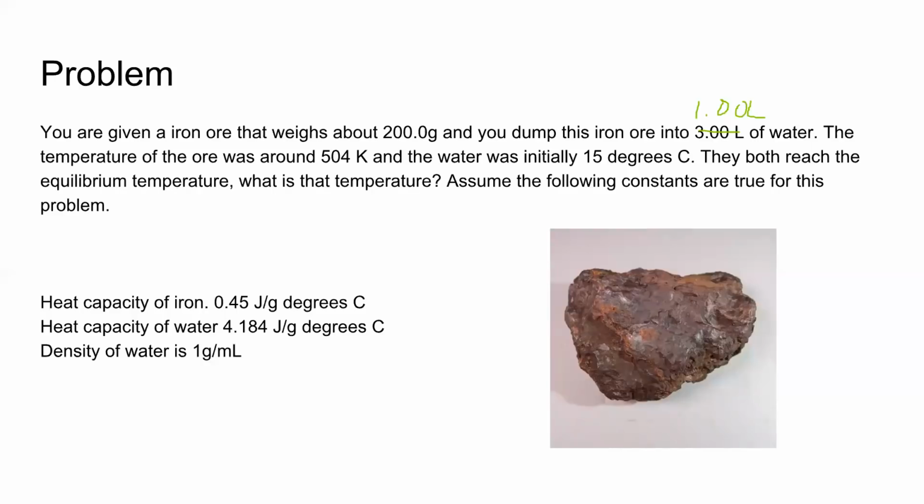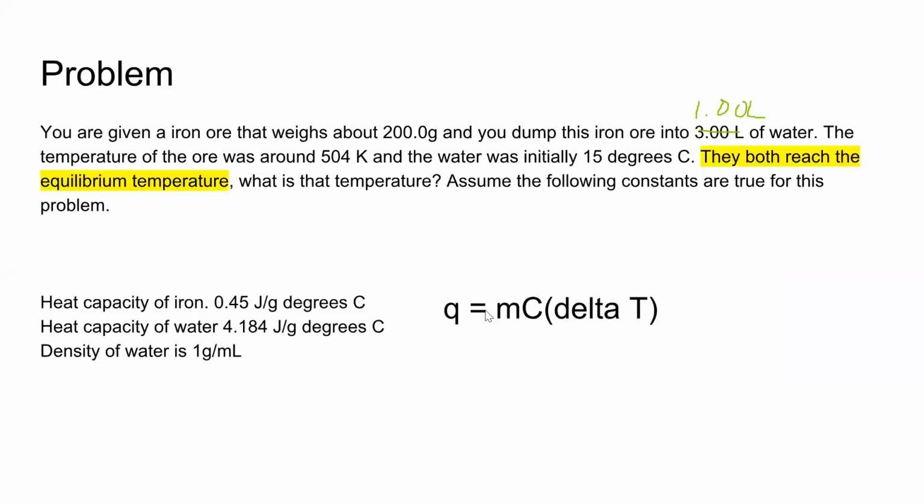Next slide. They both reach the equilibrium temperature. That means we know that their final temperatures will be equal to each other. So then, we use the formula Q equals m c delta T.